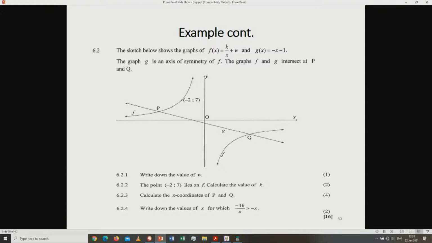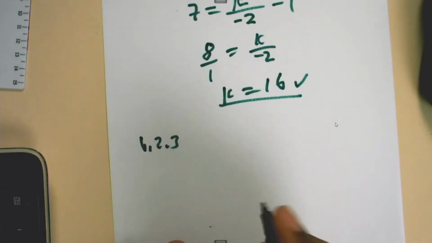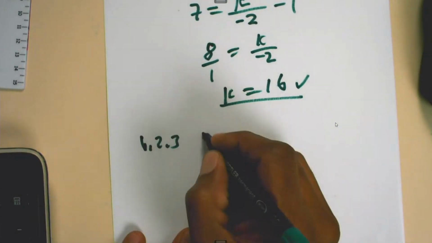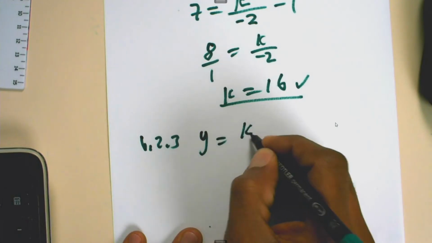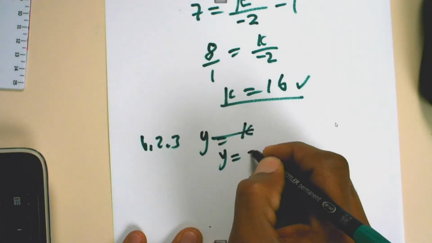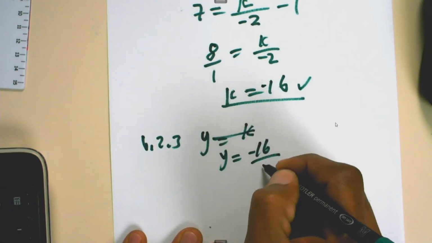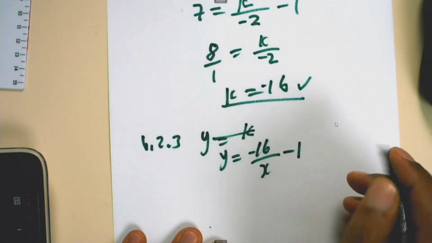Right now, they say calculate the x-coordinates of the points P and Q. What is happening at the two points? That is where the two graphs intersect. They cut each other at that point. So which graph are we talking about? We are talking about the graph of f, which is y equals K, no, I must replace that: y equals negative 16 divided by x minus 1.